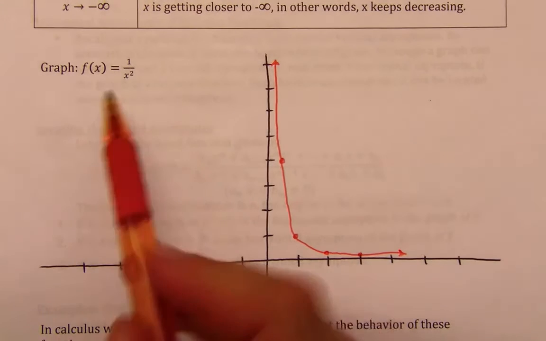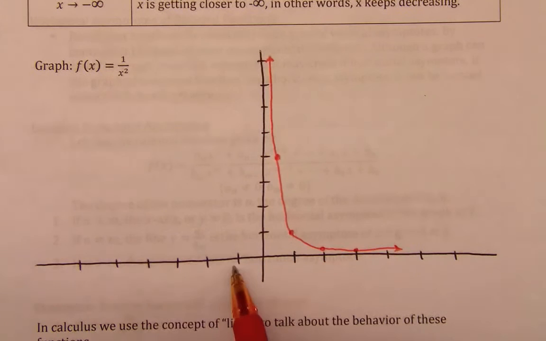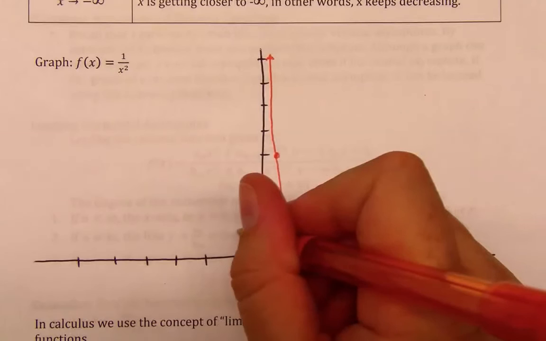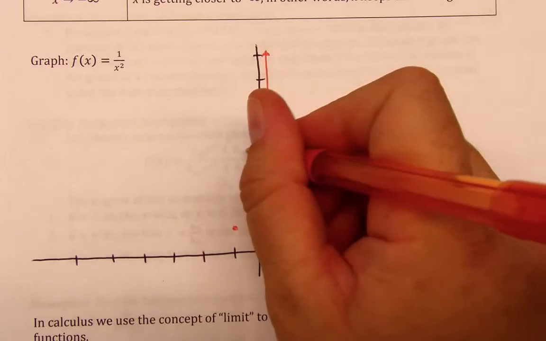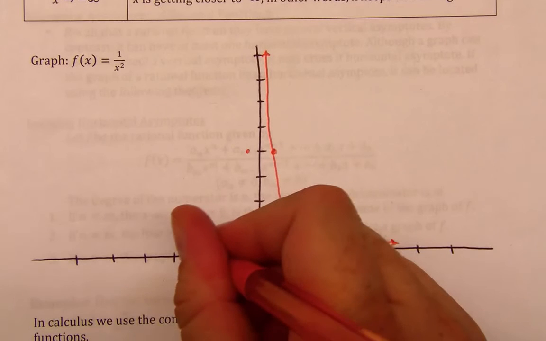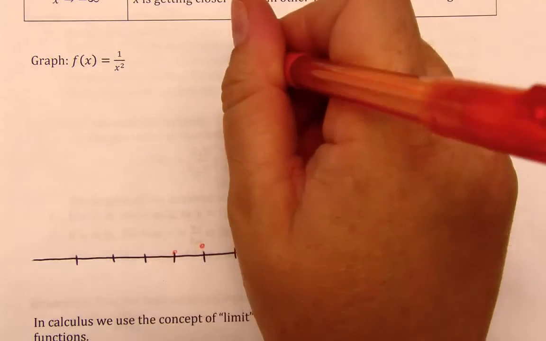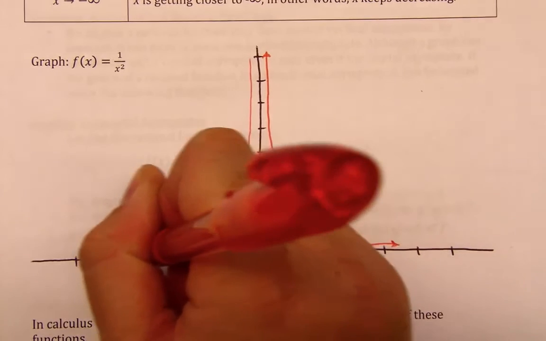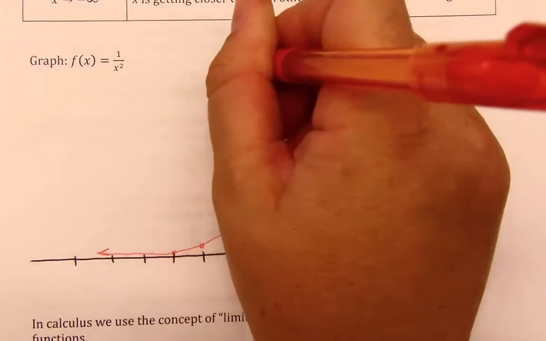Okay. And on the other side, because we're squaring it, when I'm plugging in negative values, I'm not getting something negative. It becomes positive when we square it. So it's going to look exactly like the other side. So this is the graph of 1 over x squared.